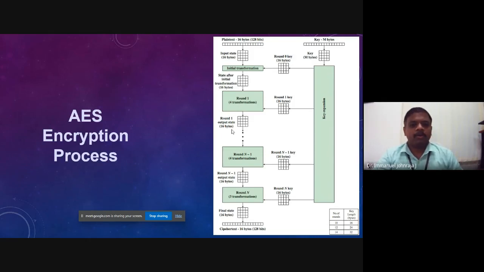And then round 2, round 3, and so on, until you reach round N. And then you get your final state. The final state is your output. That is your ciphertext. So there is nothing complicated here to understand, but it is a step-by-step process where the actual data goes through a lot of transformations so that you get the ciphertext. So this is what is happening in the AES encryption process.